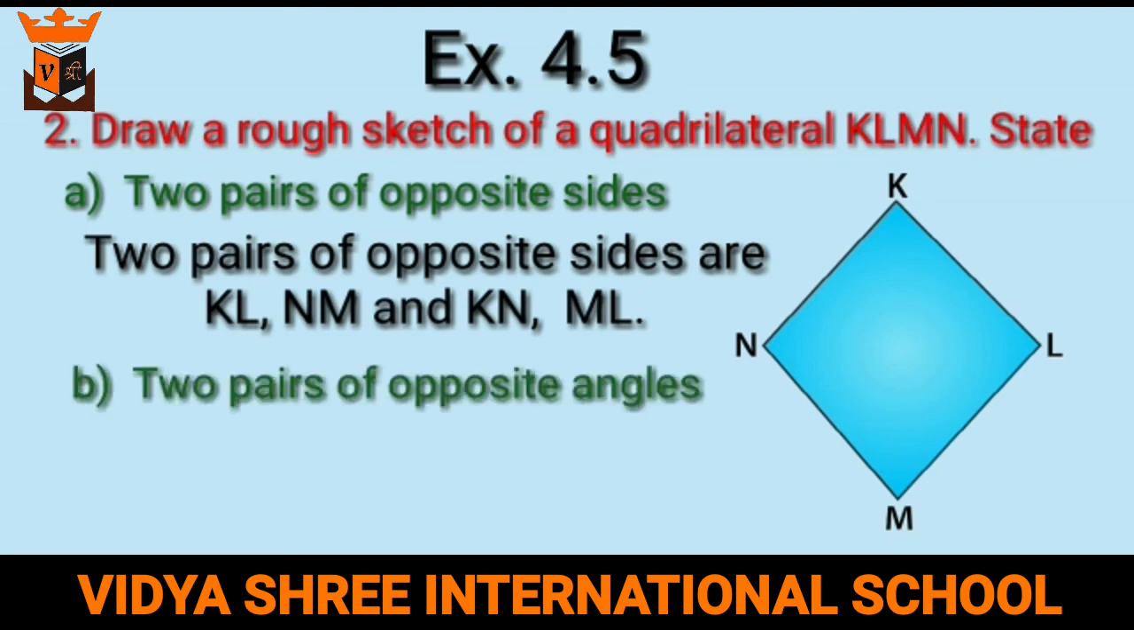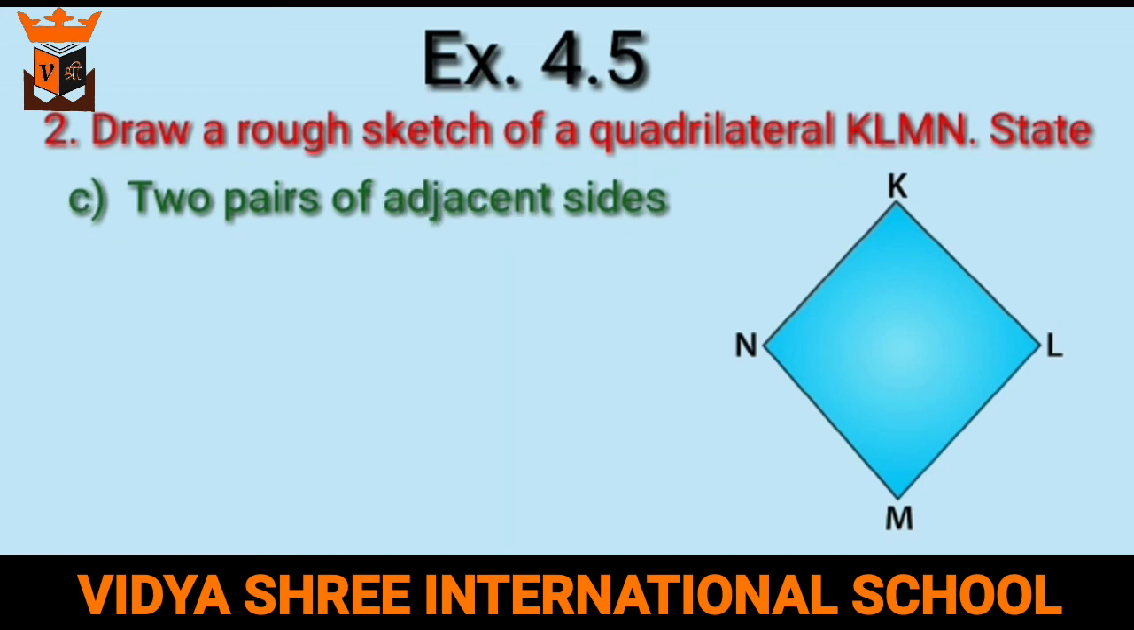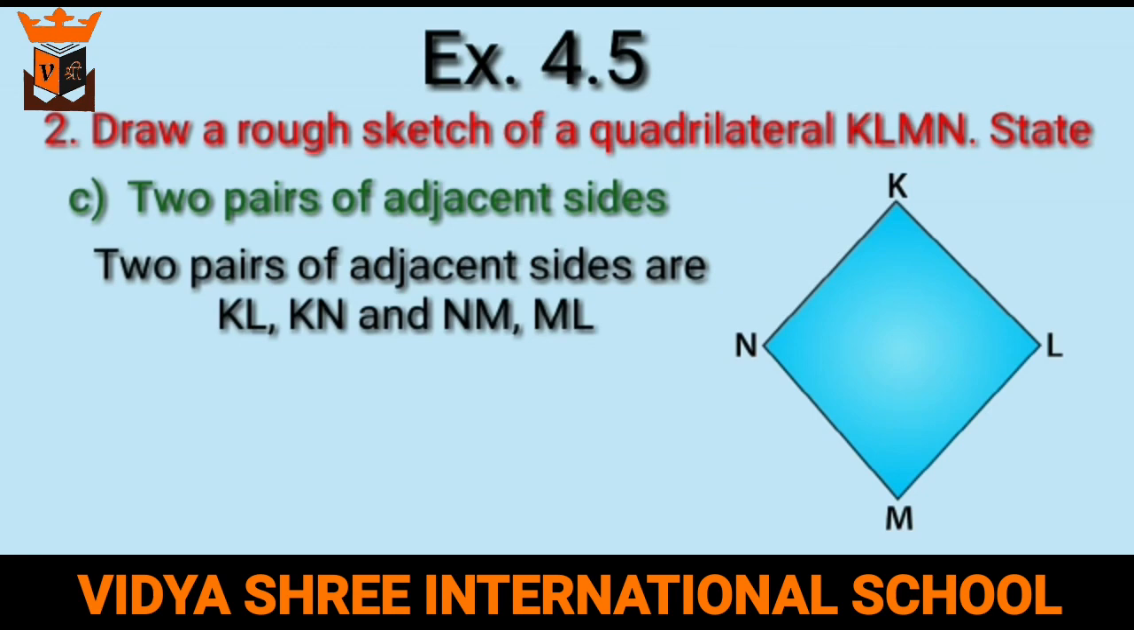B part is, two pairs of opposite angles. So here two pairs of opposite angles are angle KLM and angle KNM, and the other pair is angle LKN and angle LMN. C part is, two pairs of adjacent sides. So two pairs of adjacent sides are KL and KN, and the other pair is NM and ML.